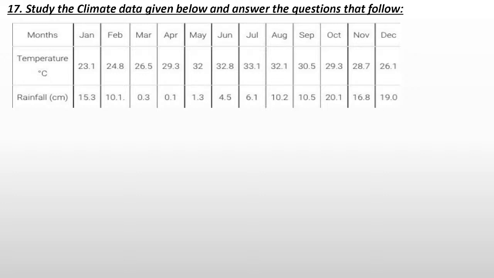And the rainfall in centimeters is 15.3 centimeters in January, 10.1 in February, 0.3 in March, 0.1 in April, 1.3 in May, 4.5 in June, 6.1 in July, 10.2 in August, 10.5 in September, 20.1 in October, 16.8 in November, 19.0 in December.